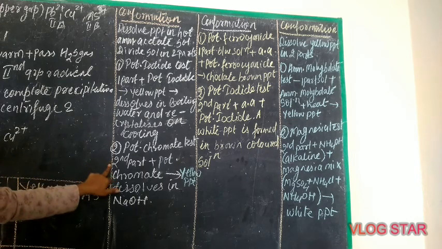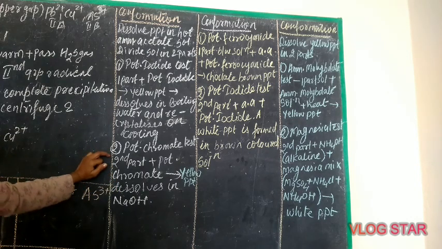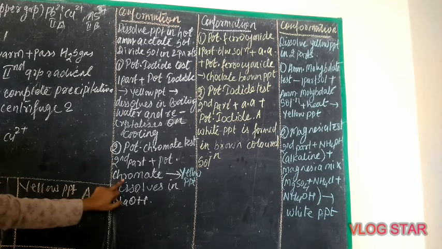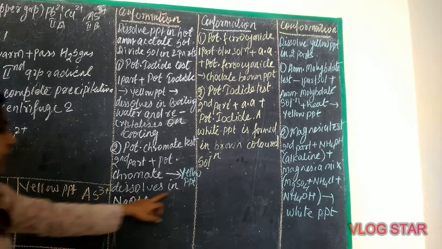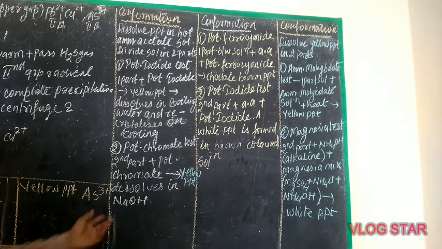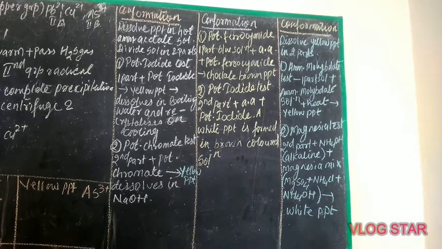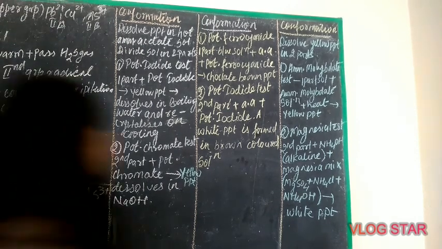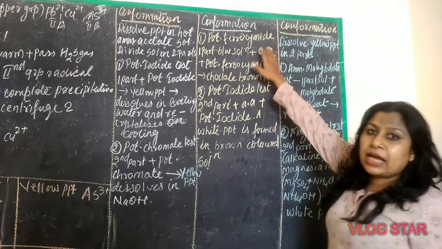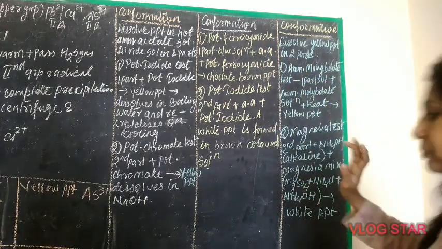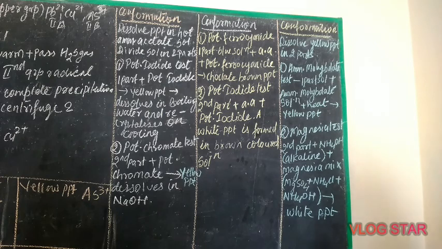To the second part, add potassium chromate solution. On adding potassium chromate, yellow PPT is obtained, which gets dissolved in sodium hydroxide. Now, this is the confirmation for copper. Here also we have two confirmations.